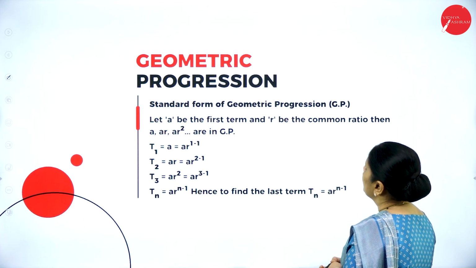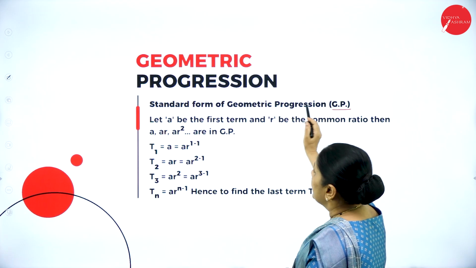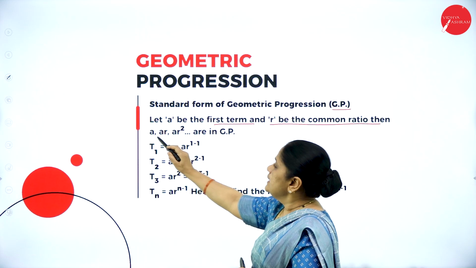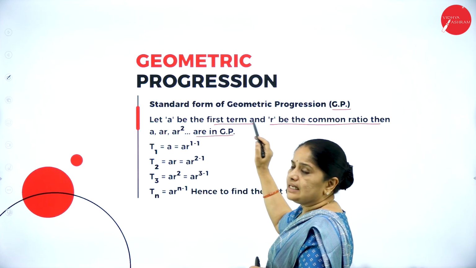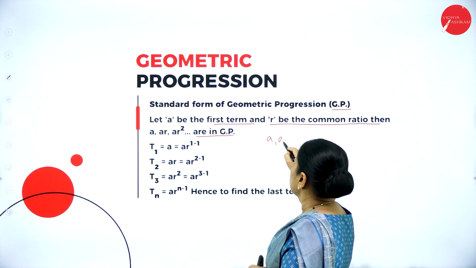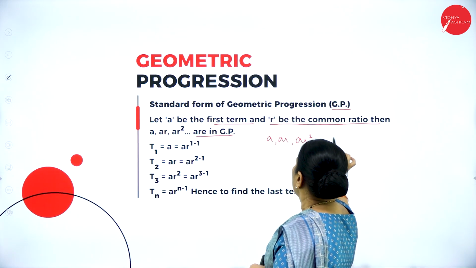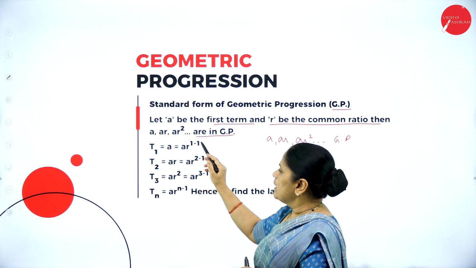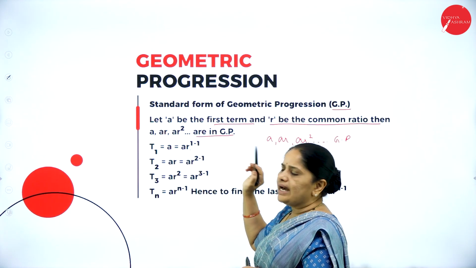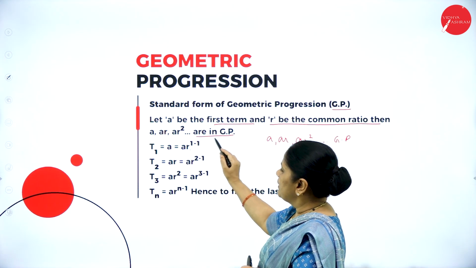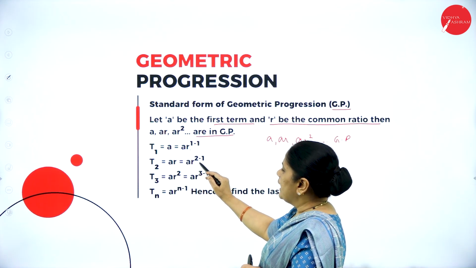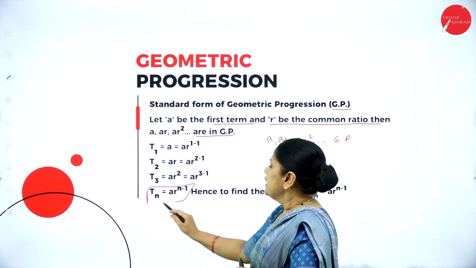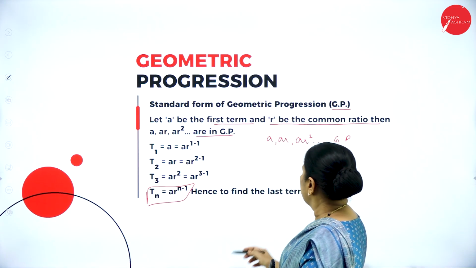Now the standard form of a geometric progression, GP: let A be the first term and R be the common ratio, then A, AR, AR square are in the GP. Now T1 will be AR to the power of 1 minus 1, that is AR to the power of 0. T2 will be AR to the power of 1. T3 will be AR to the power of 3 minus 1. So hence we have Tn equals AR to the power of n minus 1.